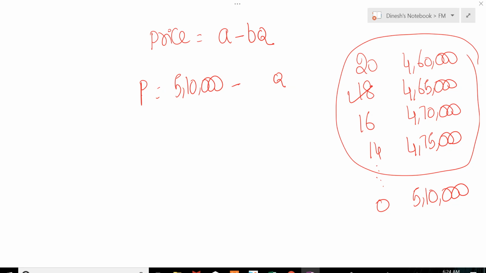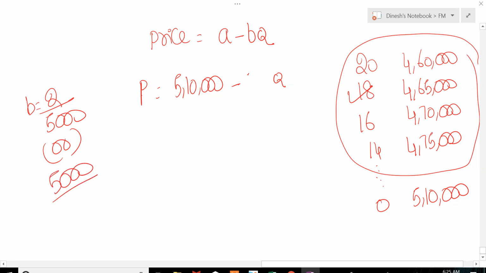B refers to the relationship between change in price and change in quantity. What is that relationship? What should I write, 2 by 5,000 or 5,000 by 2? Please participate. Don't look into the theory and all. Tell me what it is.